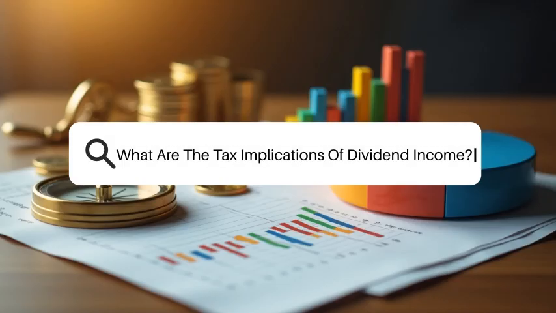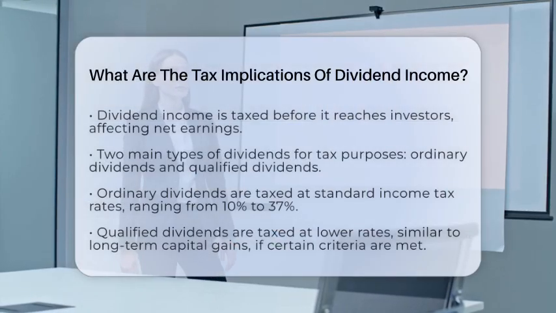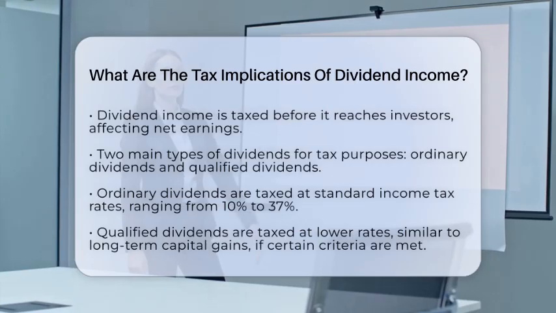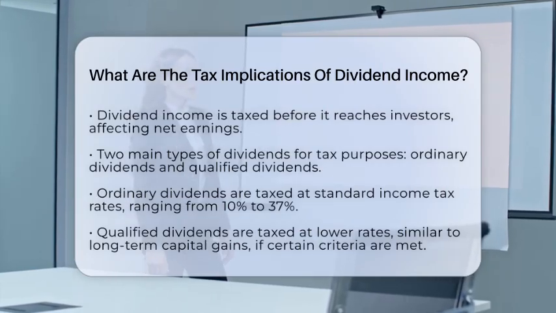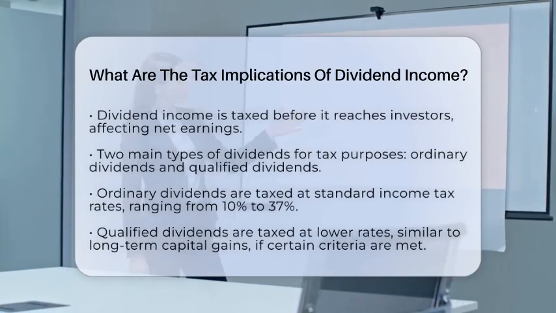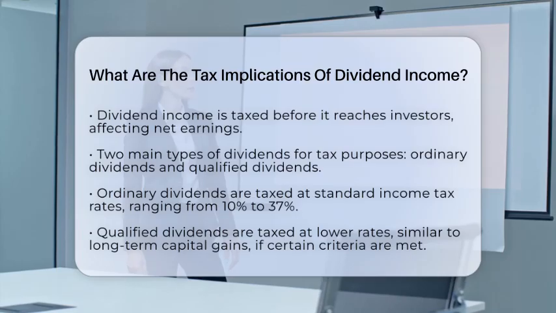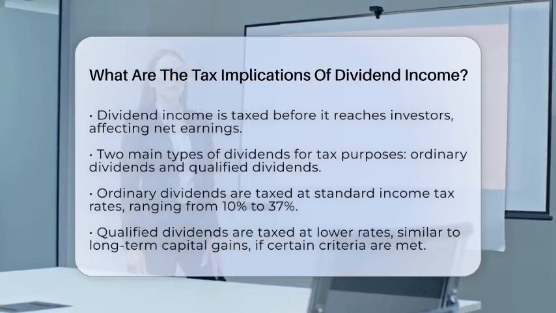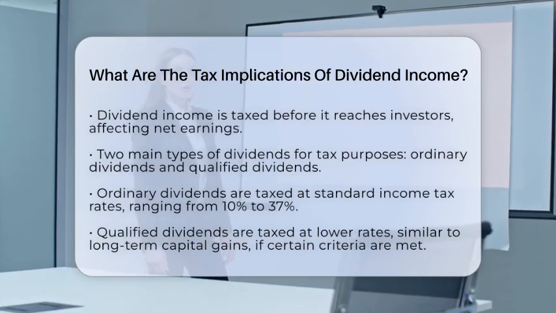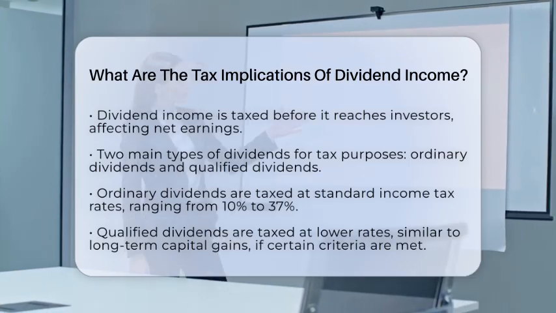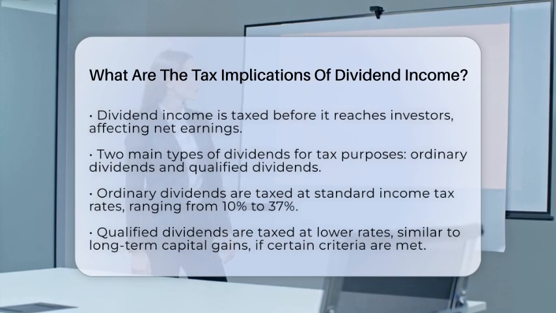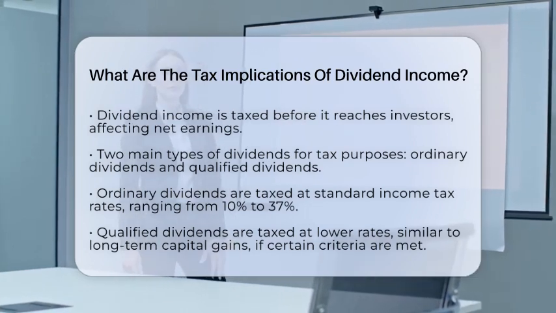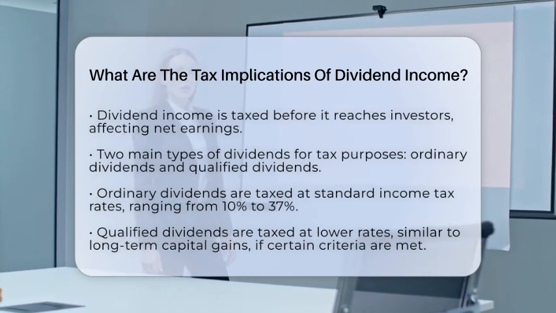What are the tax implications of dividend income? Imagine earning money from your investments and then finding out that some of that money is taxed before it even reaches your hands. That's what happens with dividend income, which is the money you get when you own shares in a company. When a company makes profits, it can share some of those profits with shareholders through dividends. But the government also wants its share, so understanding how dividends are taxed is key for any adult investor.